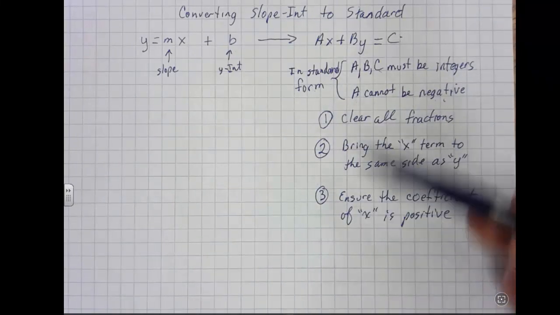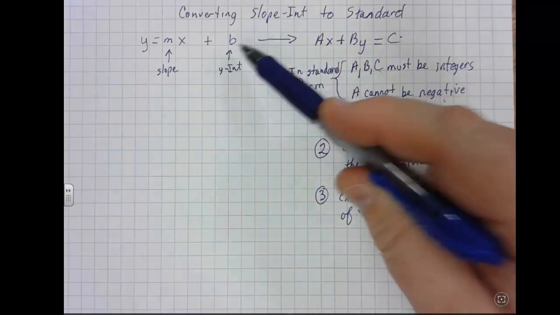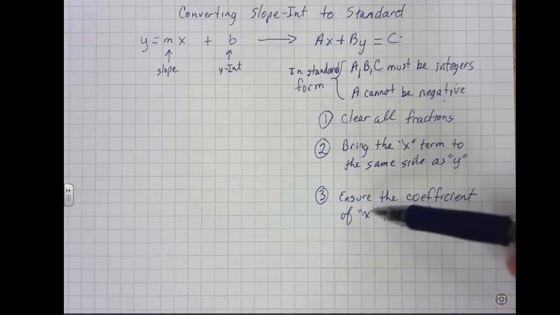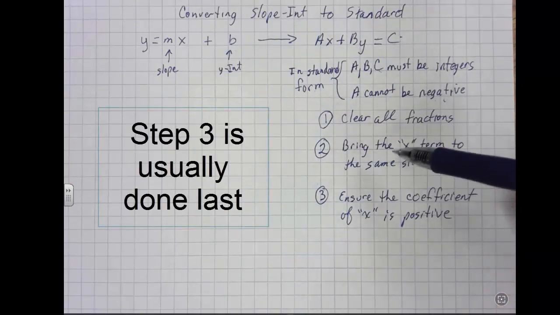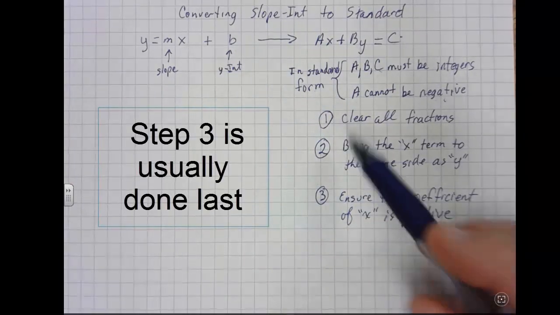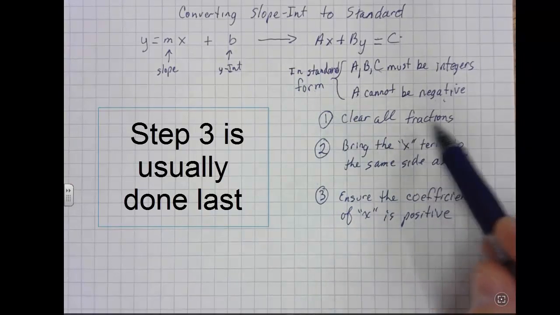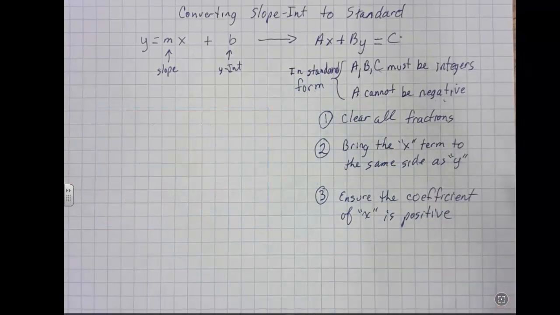Now there's only 3 steps required to get it from this form into this form, and the order in which you do these doesn't really matter as long as they're all done. The first one would be clear all fractions. Now if you have decimals in the problem, that would be decimals.